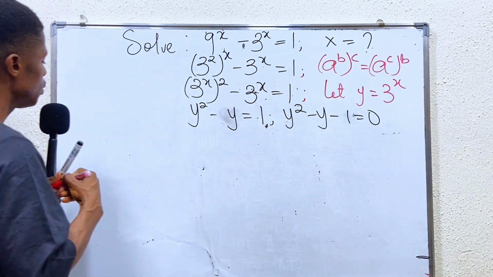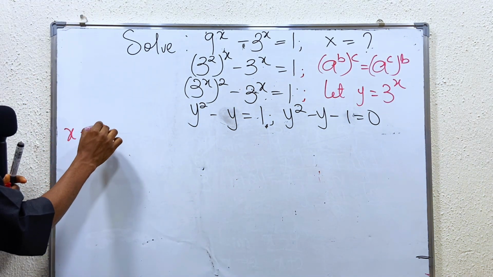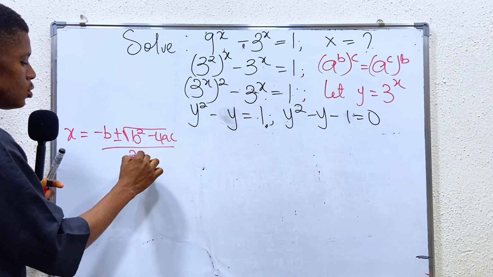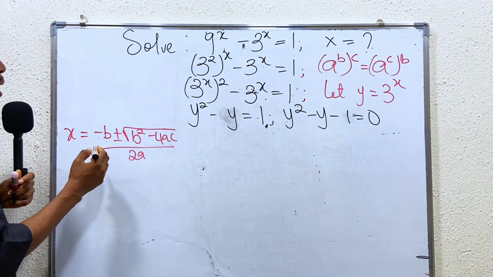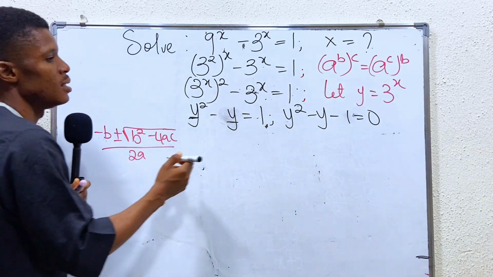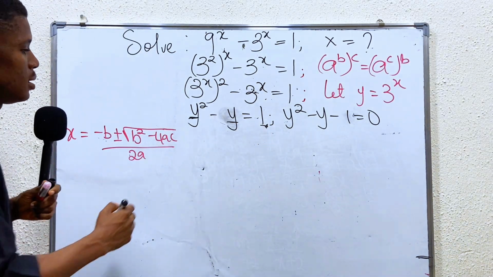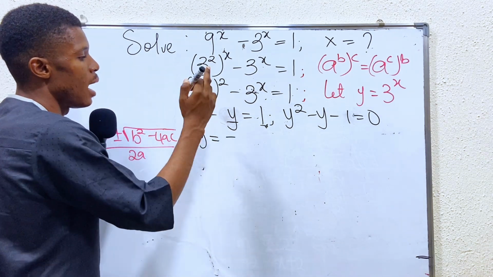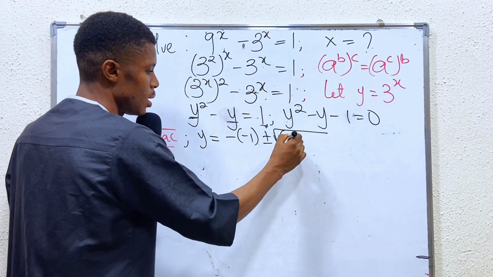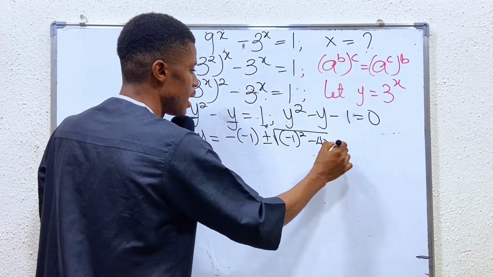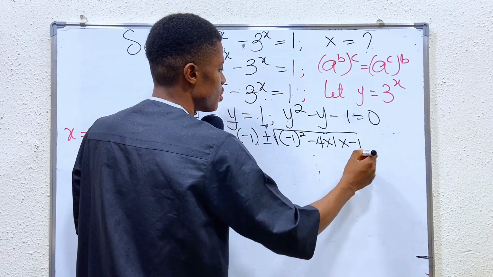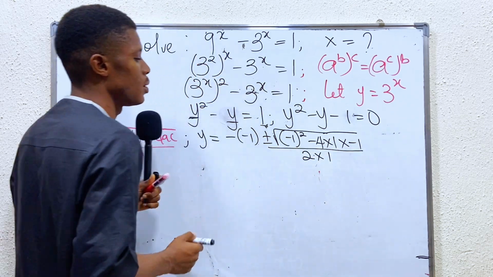In the general quadratic formula, we know that x is equal to minus b plus or minus the square root of b squared minus 4ac, all divided by 2a, where a is the coefficient of y squared, b is the coefficient of y, and c is the last term. So y is equal to minus b, where b is -1, plus or minus the square root of (-1) squared minus 4 times a, which is 1, times c, which is -1, divided by 2 times 1.